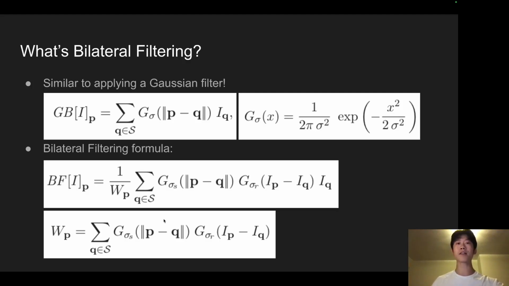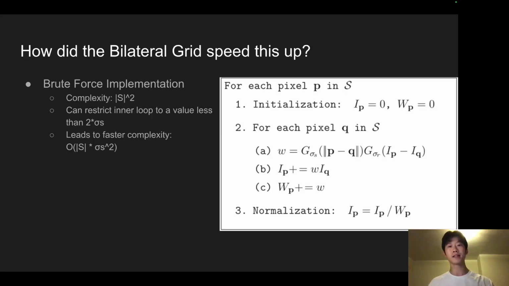So let's talk about, how does the grid exactly speed this up, right? So here on the right is kind of a brute force implementation of how you would perform a bilateral filter. For each pixel P, you initialize, then loop through all the pixels Q and figure out the weighted average, right? You have to figure out the weight of each pixel Q, and then afterwards you can perform that normalization. Because there are two loops inside of each other, the time complexity here is S squared. So S is the spatial domain that refers to all the pixel coordinates, so the number of pixels.